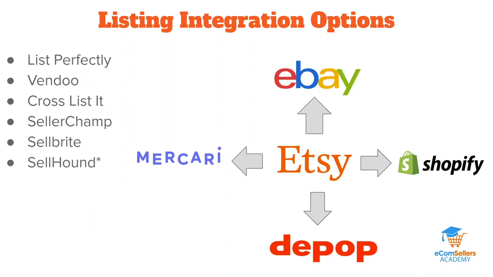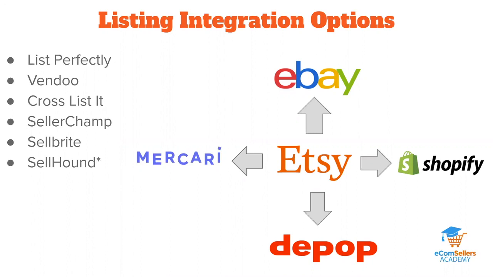I know List Perfectly does a lot. I think they also do Facebook Marketplace, Vendu. I haven't tried Cross Listed, Seller Champ, or Sellbrite, but they also offer it. I think Sellbrite also does Walmart. There's lots of great ways to use this.